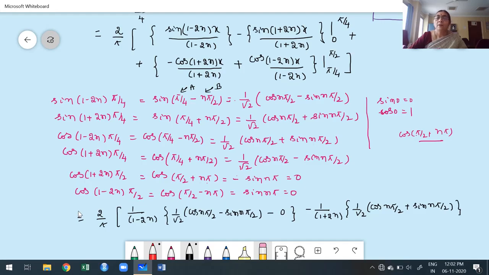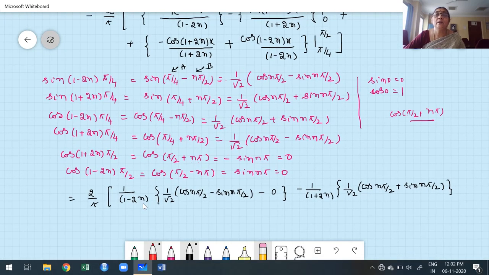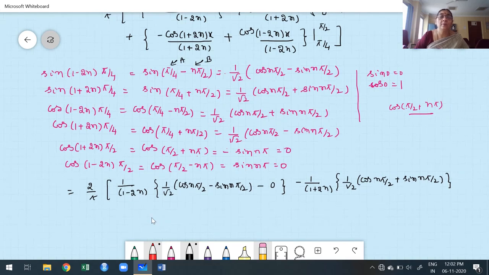Okay. This is for 0 to pi by 4. For both terms, move to pi by 4 to pi by 2. Now, while writing the third term, minus plus into minus is minus 1 by 1 minus 2n. It's a constant. Apply the upper limit. What is the upper limit? Pi by 2.